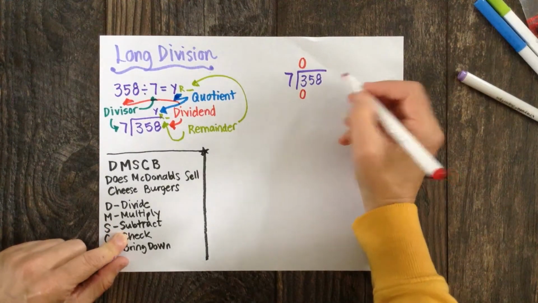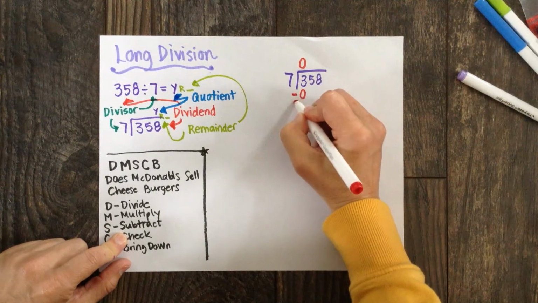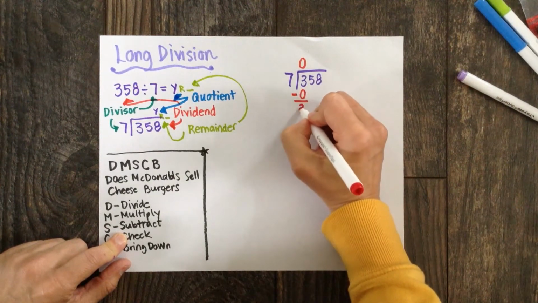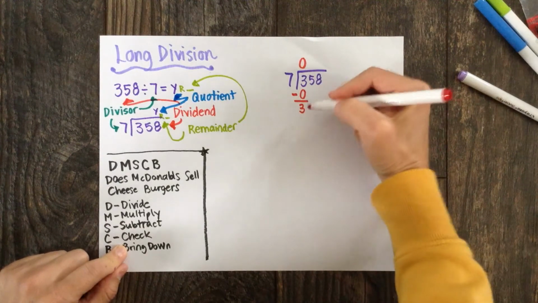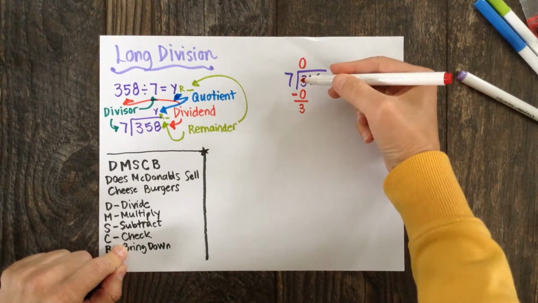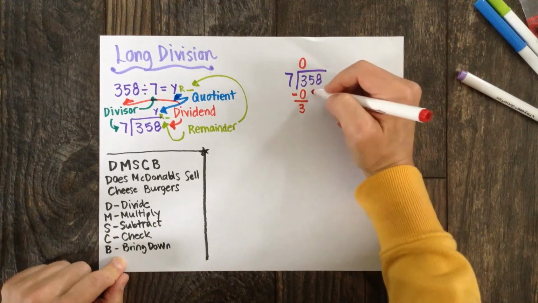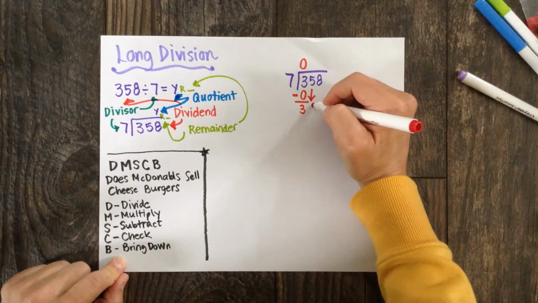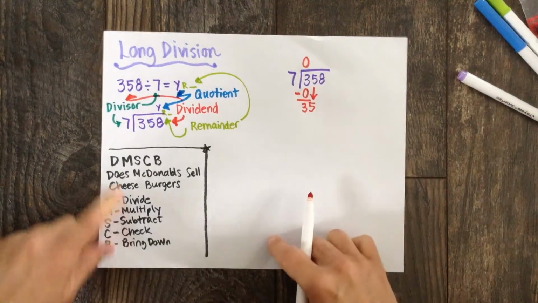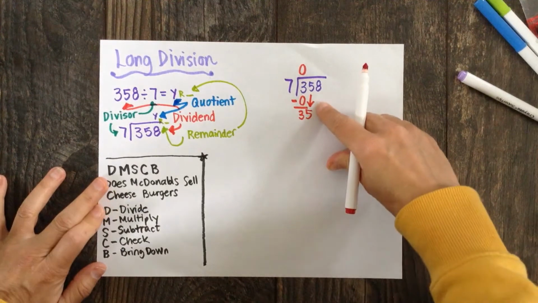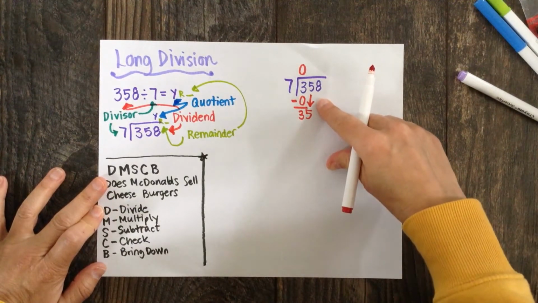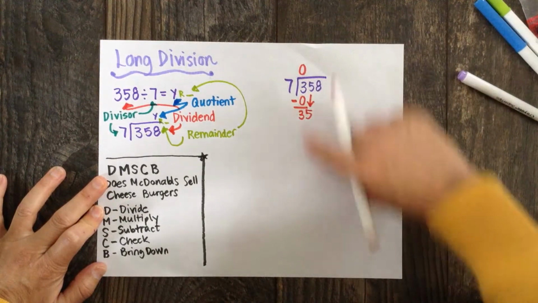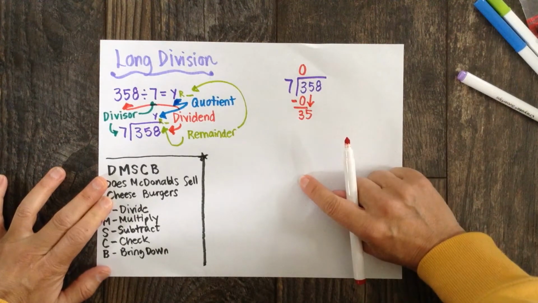What are we going to do now? We're going to subtract. We're going to subtract what we have here. 3 minus 0 is 3. We're going to check. Is 3 less than 7? It is. So now our last one is bring down. And now we're going to bring down the 5, and now we're going to start the process all over again. So this arrow here is really important because it really helps us to keep these numbers and these digits lined up correctly.